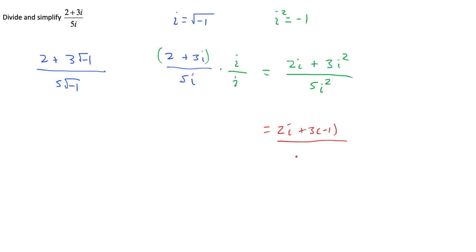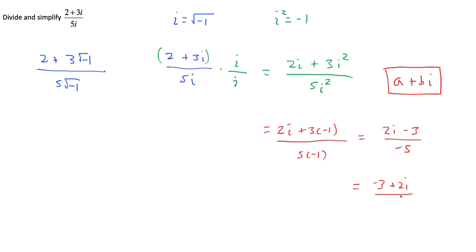Similarly, we have to do the same thing down here on the denominator. Notice what do we get in this case? We get 2i minus 3 all over -5. Now generally, we rewrite this in terms of a plus bi, so the term without the i goes first and the term with the i goes second. We also want to split it up. So we get -3 plus 2i over -5.